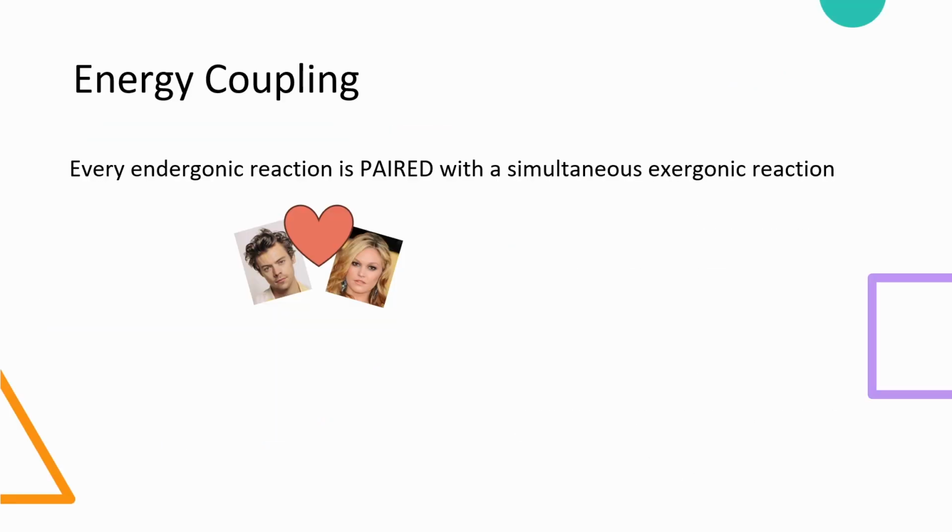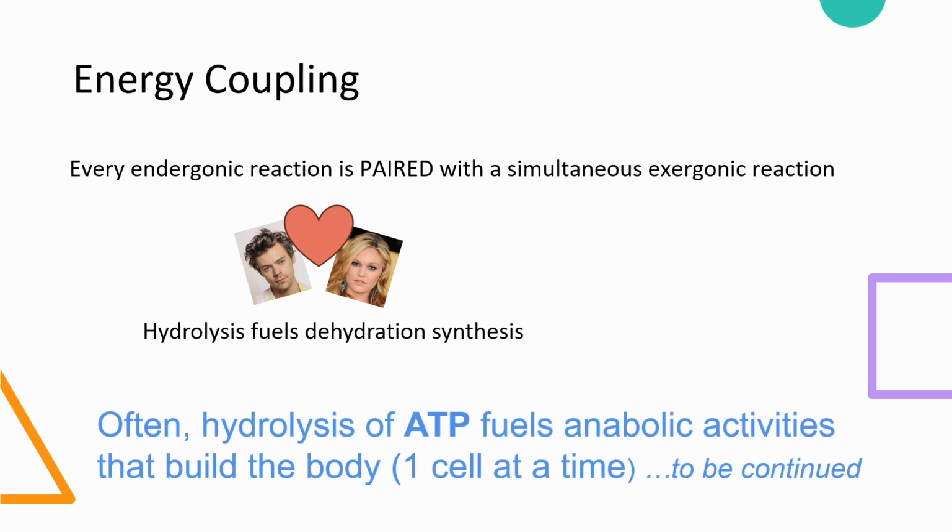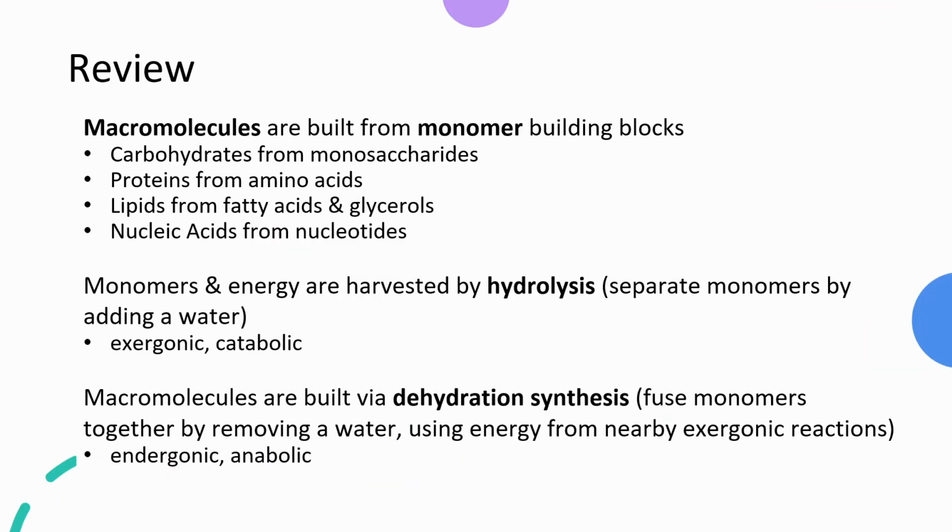You might be wondering, where does the energy fueling endergonic reactions come from? The answer is a nearby exergonic reaction. This is called energy coupling. Anytime an endergonic process is operating, there is a simultaneous exergonic process going on nearby. Often, this is the hydrolysis of an energy storage molecule called ATP that the cell uses like a battery. More on ATP later. Here's what you've learned about macromolecules so far.